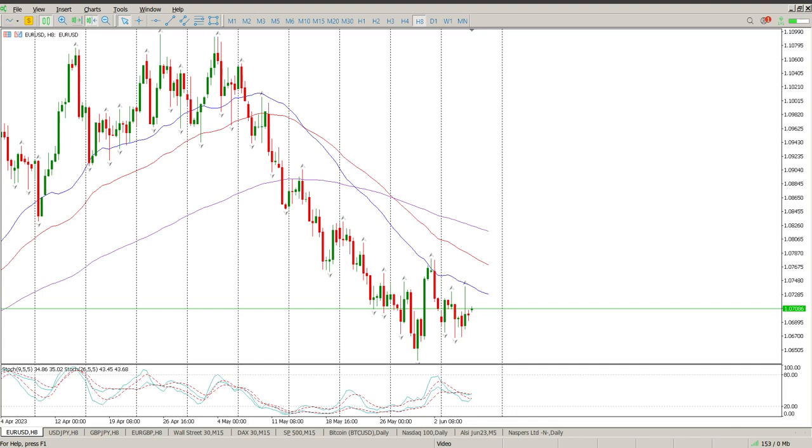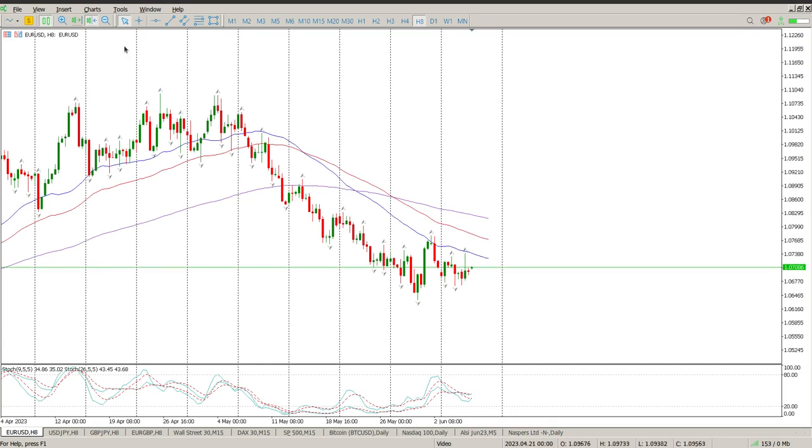So, starting off with Euro USD as usual, and sellers are still very much in control of this. And you can see for this week those two tails there, giving an indication that they are definitely trying to stay in control. But we do have buyers coming in at the bottom here as well.